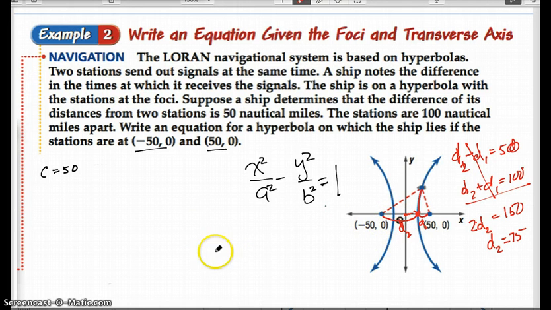Does that make sense? I hope so. So A is equal to 25, and I'm going to have to pick up this question in the next video.